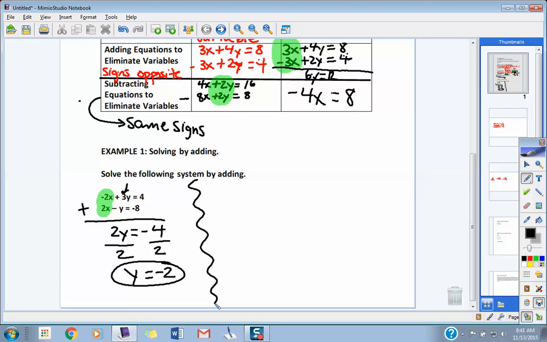So now, what I'm going to do is this. I'm going to choose my first equation right here. And then I'm going to come back to this first equation. And anywhere where I see a y value in that first equation, what am I going to replace it with? -2. So let's do that in the second step. So in my second step here, I'm just going to use the top equation, which says -2x plus 3y equals 4.